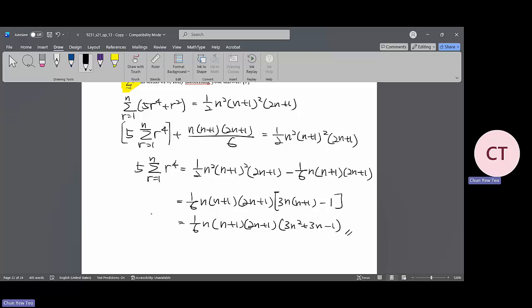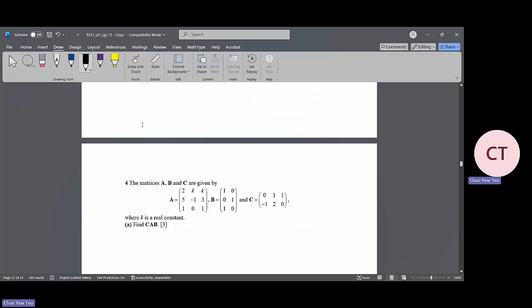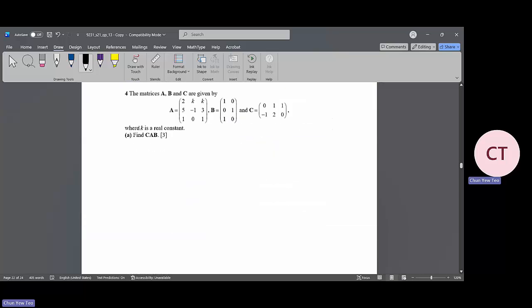But I need to find the sum of r⁴. So which means the 5 needs to go to the other side. I divide by 5, then you will get 1/30. Okay, so this will be the answer for question number 3b. Move on. We have question number 4.